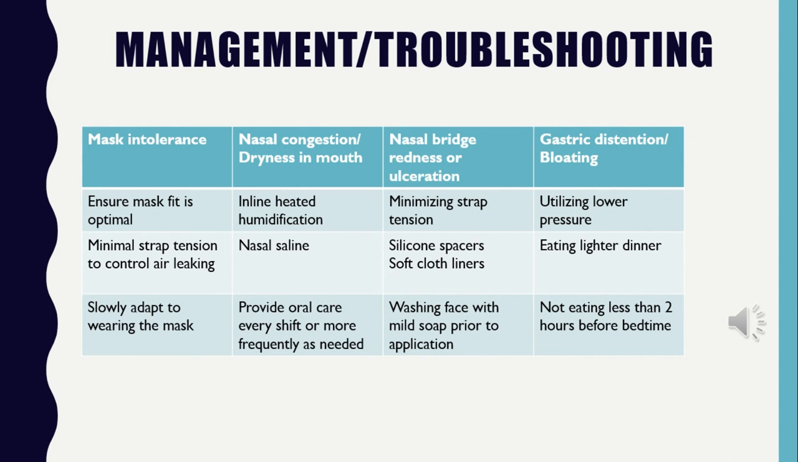For gastric distension and bloating, you also want to consider using lower pressure, but that would be a physician order. You also want to have them eat lighter dinners. If these patients use the BiPAP machine at night only, if they eat a lighter dinner, it will prevent them from having so much bloating after their dinner with all that positive air going inside of them. And also another thing that could help with that would be not eating less than 2 hours before bedtime.